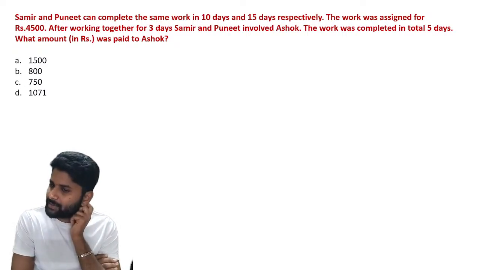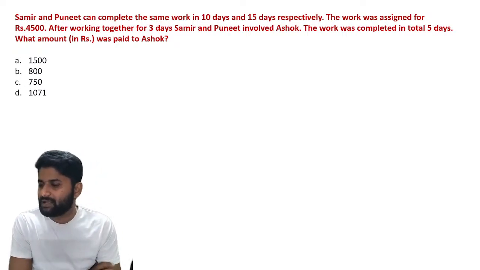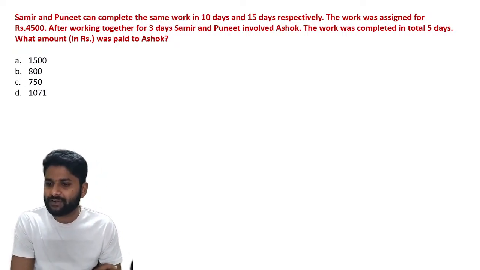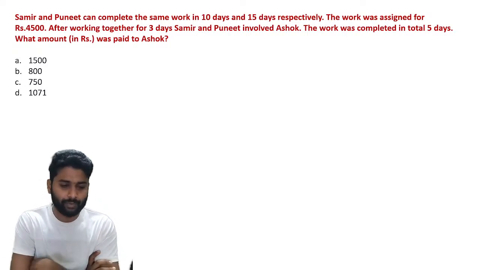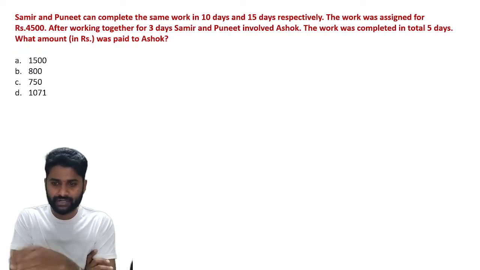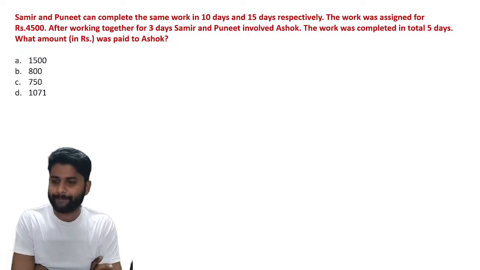Samir and Punit can complete the same work in 10 days and 15 days respectively. The work was assigned for 4,500. So it's an amount, and you already know that it is directly proportional to the efficiency. Now you have to identify their efficiency, then only you can distribute those 4,500.